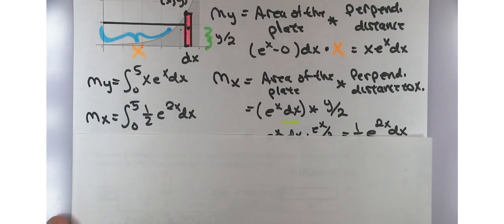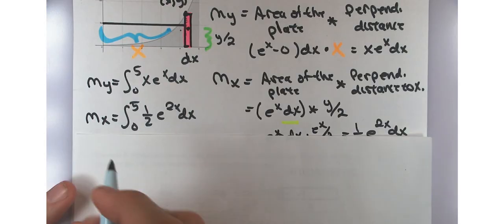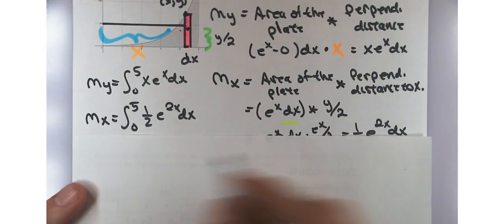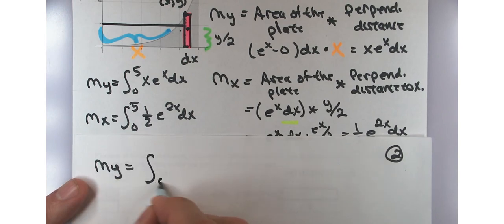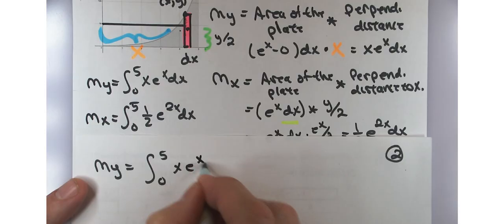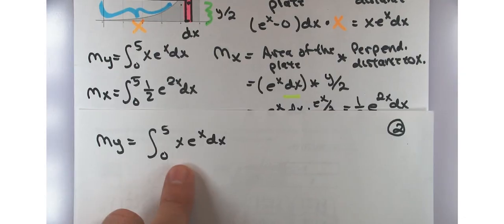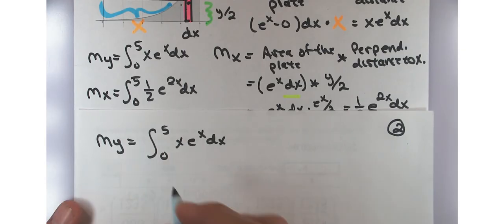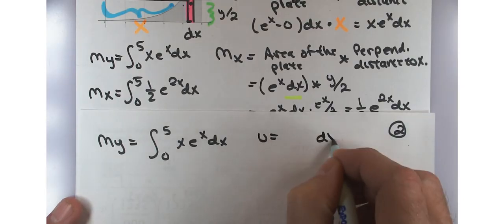Let's do a little bit of practice finding some of these integrals. So we'll start out with M sub y. M sub y, the integral from 0 to 5 of x e to the x dx. What method is this one screaming out for? Yeah, integration by parts, and in fact we can use the table method. So let's do u and dv.